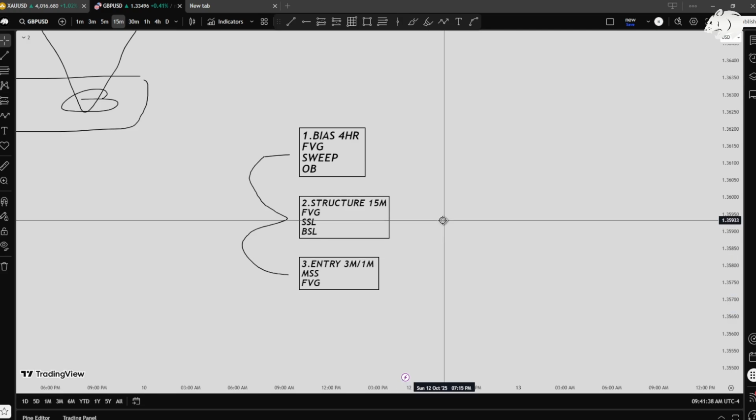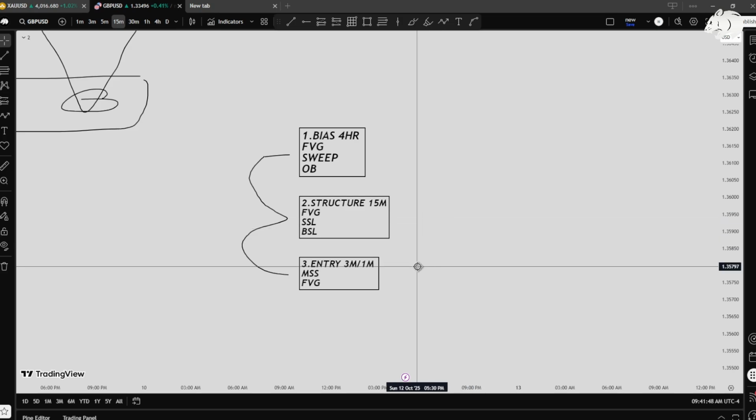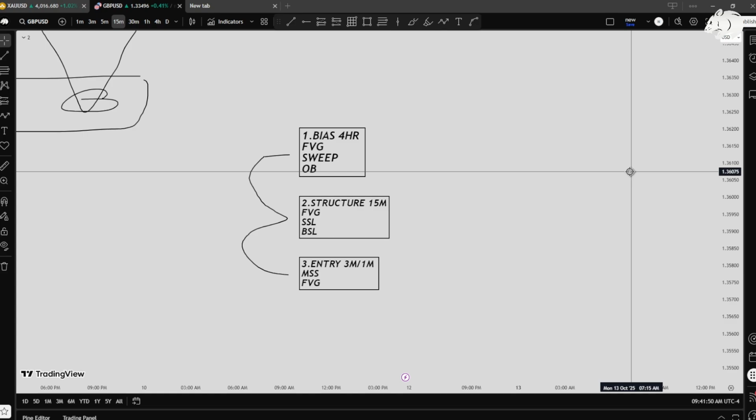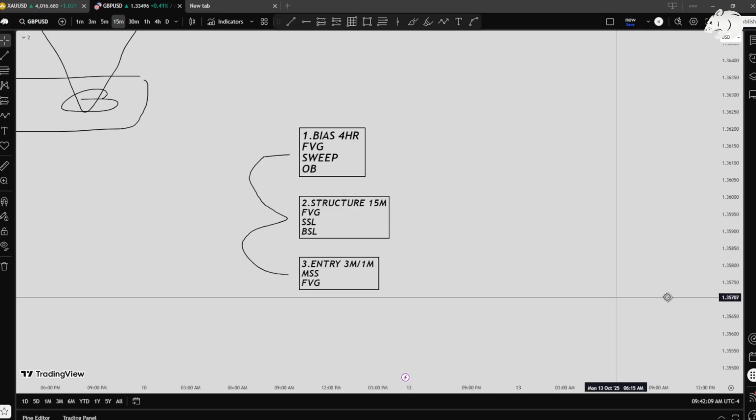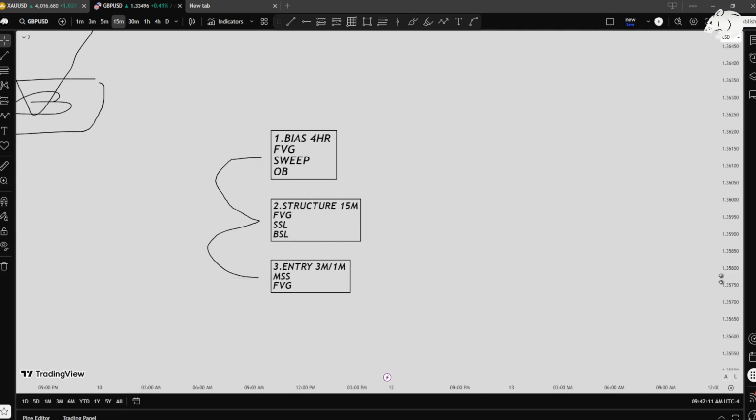First of all, we have three steps in this model, like every other ICT model. The first one is our bias. In our bias, I basically use the 4 hour time frame, because I want to enter in 1 minute or 3 minute. I'm not a 5 minute trader, I'm a scalper type trader, so I use the smaller time frames for this. You can use the daily, hourly, and 5 minute, and align your time frame as you like. So I use the 4 hour.